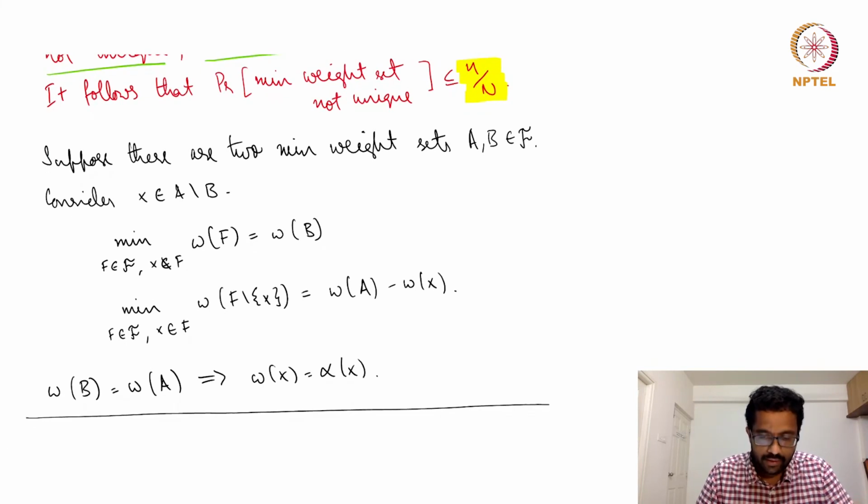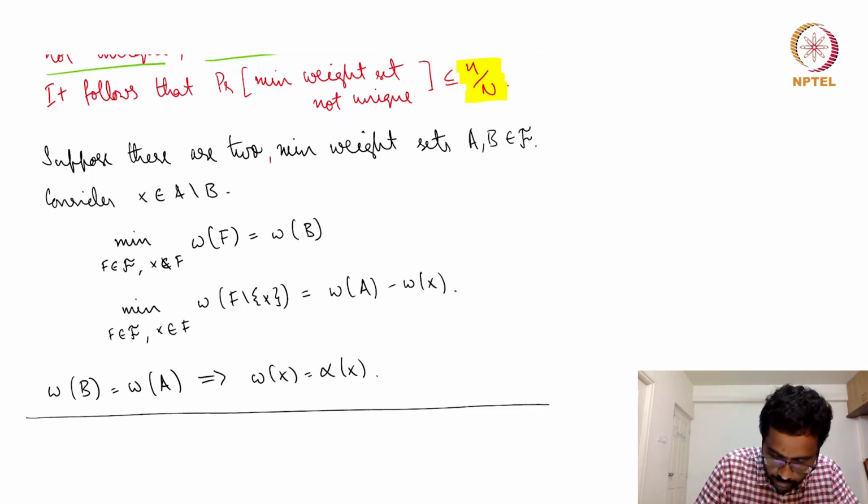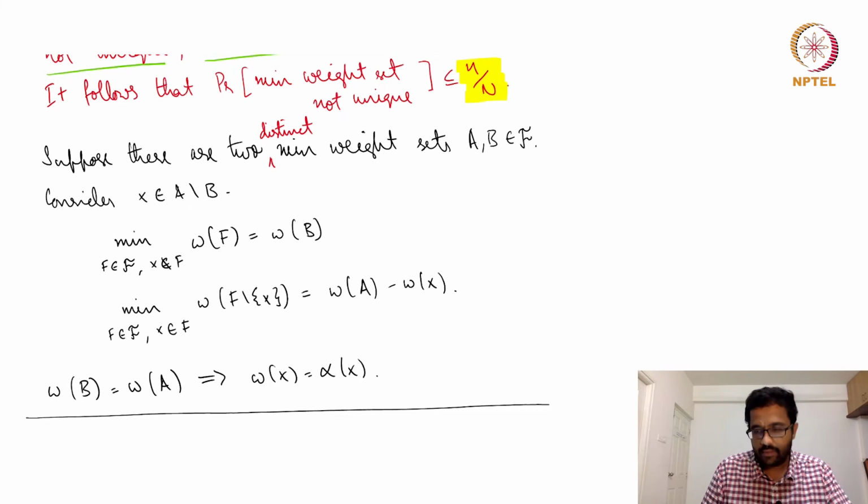Suppose there are two distinct minimum weight sets, A and B, in script F. Because they are distinct, there is an x that is in A but not in B. Of course, A could be a subset of B, in which case you just take an x that is in B but not in A, and you change the roles of A and B.